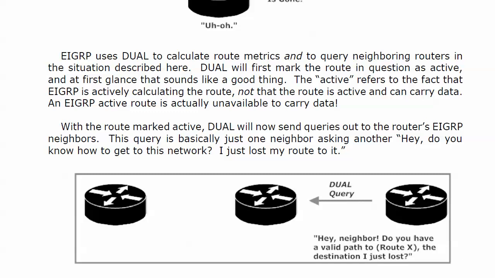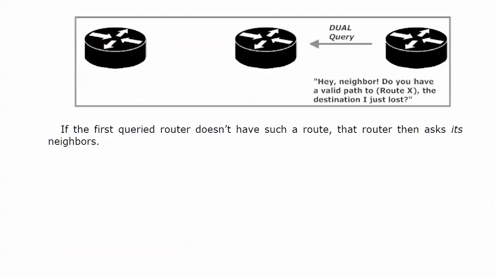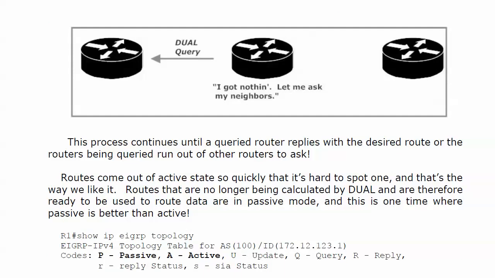Now, if that first queried router doesn't have such a route, that's not the end of the process. DUAL does not give up that easily, my friends. What happens is the process is going to continue until a queried router either says, hey, I got that route you need and here it is, or the routers being queried run out of other routers to ask. And routes come out of active state so quickly. This process usually happens so fast that it's actually hard to spot one in the table. I could make a situation like this up, and by the time we looked at the topology table, they'd already be passive again. And this is definitely a situation where passive is better than active.